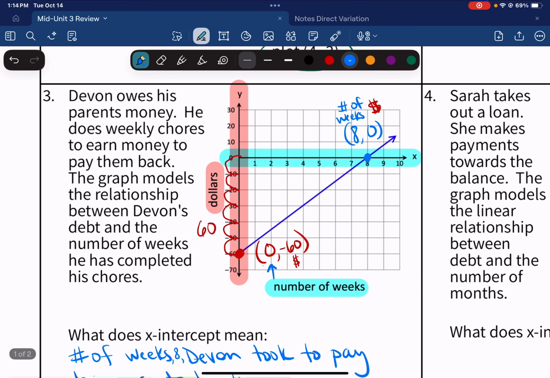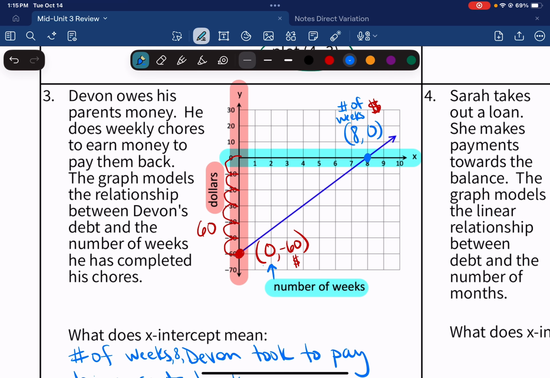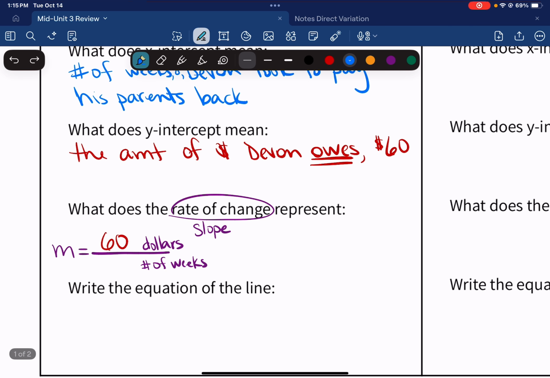And then my run, it's important to recognize that my x-axis is counting by ones. So we can just count by ones. 1, 2, 3, 4, 5, 6, 7, 8. So $60 in 8 weeks. That's the rate at which Devin is paying back his parents.